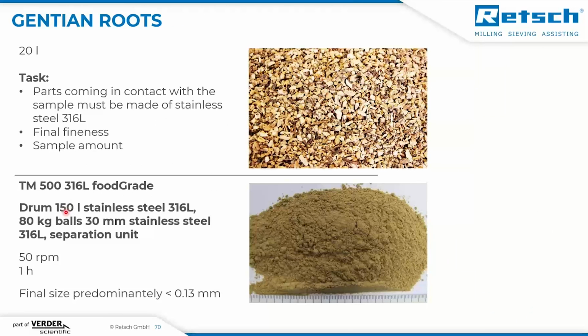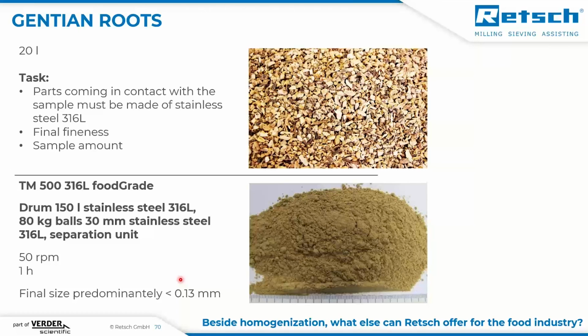And here I have also an example, the last grinding example: ginger roots, 20 liters, with the TM500 C16 food grade, 80 kg of balls of 30 millimeters each. In just 1 hour at 50 RPM, we were able to grind this 20 liter sample to a very nice fineness of 130 micrometers. So this is really pulverization at food grade level.